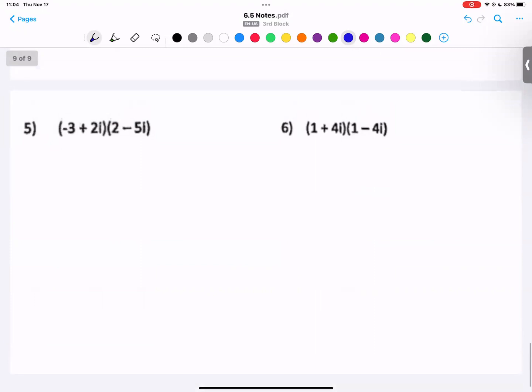So I want you to give these last two a try on your own. So hit pause, try them on your own, and then come back and watch me do it.